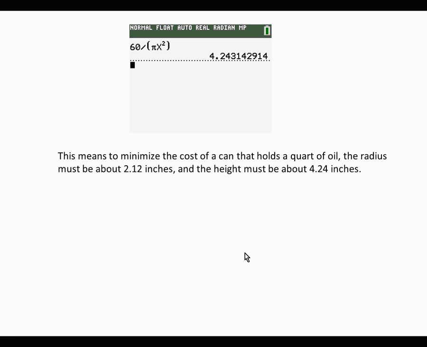So this means to minimize the cost of a can, or to minimize the surface area, the radius must be about 2.12 inches and the height must be about 4.24 inches. Okay, the end of section 2.6. That's the end of chapter 2. And remember, that's also the end of the material for test 2. Test 2 is over chapter 2.